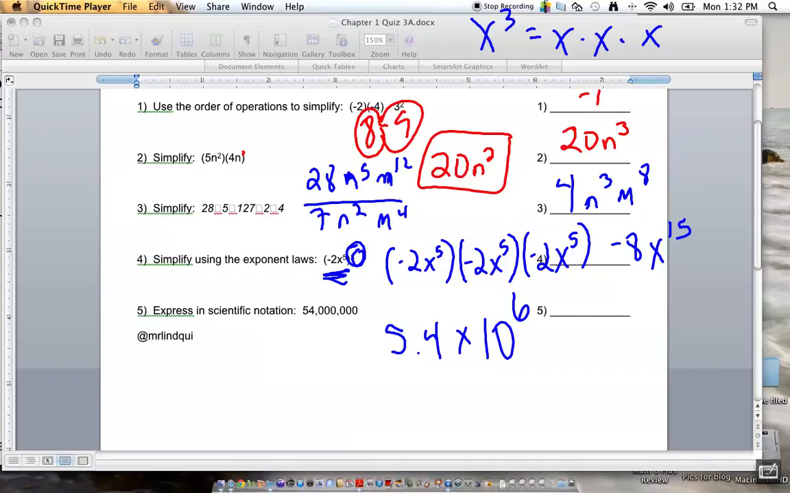Derek? They didn't count the place for the 4. Kids will do that a lot. They went 3, 6, and they'll say to themselves, I need to stop when I run out of zeros. But that's not when you stop. When do you stop? When you get a number between 1 and 10. That's right. 54 is not between 1 and 10. So I go one more place, and that gives me 5.4 times 10, not to the 6th, 10 to the 7. Very good.